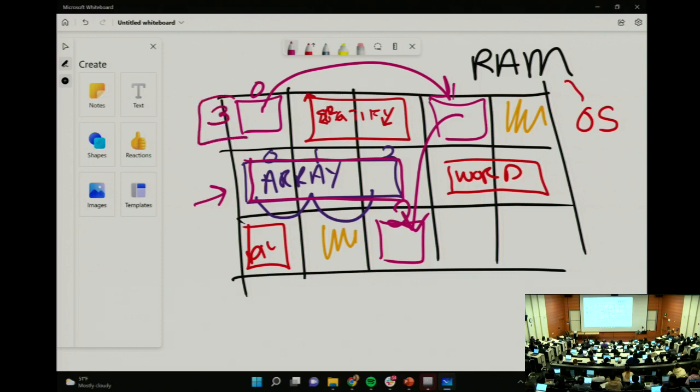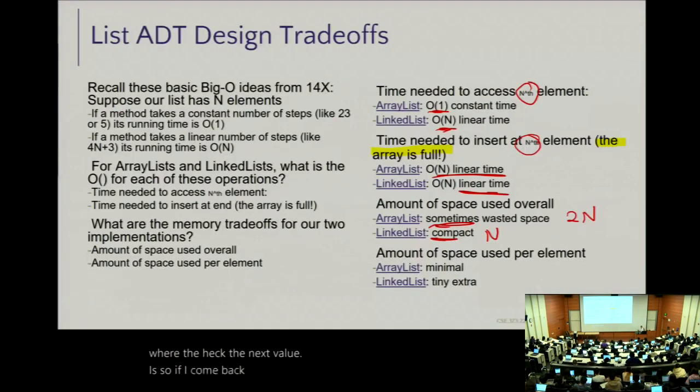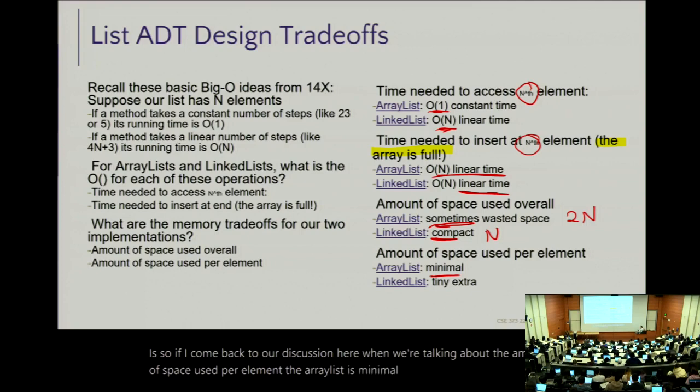So maybe this is the value 3, maybe this is the value 2, maybe this is the value 0. And so I end up needing to store per element not only the value, but also where the heck the next value is. So if I come back to our discussion, when we're talking about the amount of space used per element, the array list is minimal because they're all right next to each other. So I just need 1 space in memory per item.